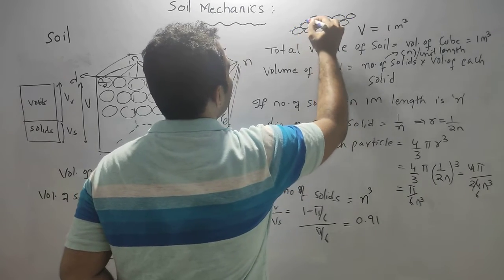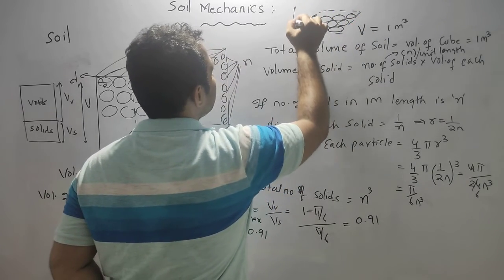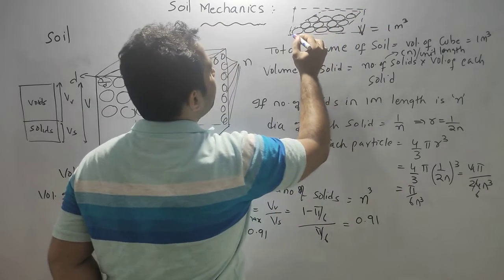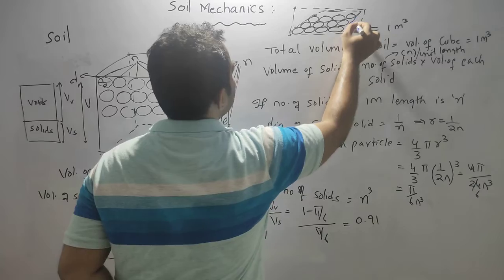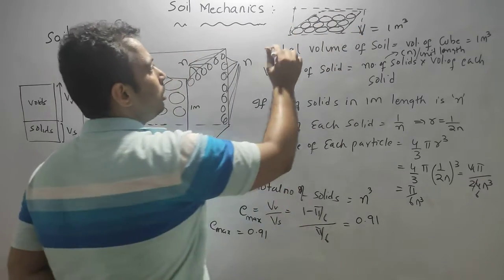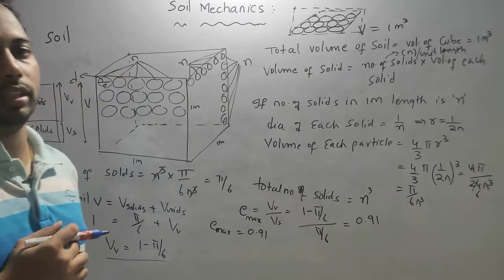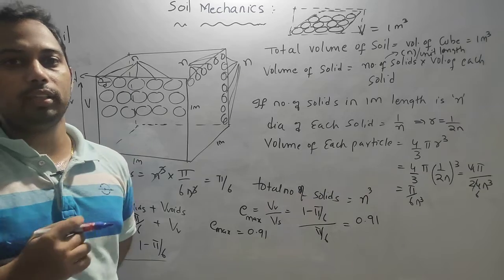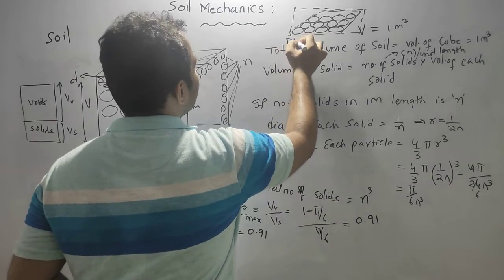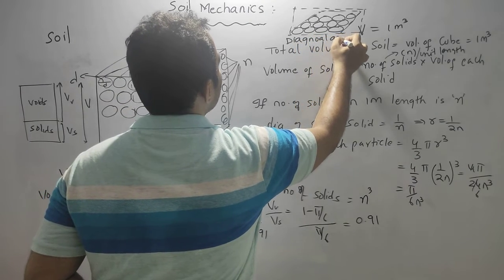So now it will take a different shape. Earlier it was like this. See, it is taking a shape which is lesser than the earlier one. Earlier this was the cube. So now it is taking lesser volume, so the volume of soil decreases, the volume of voids decreases. So this is nothing but a diagonal arrangement.